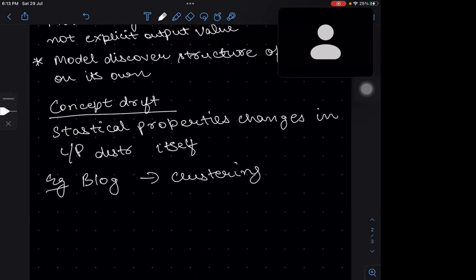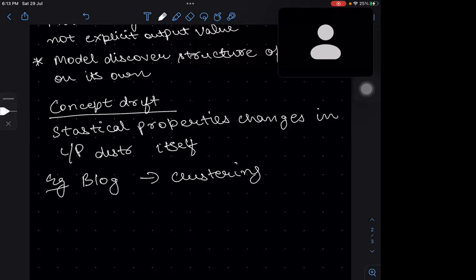Now, suppose new topics are coming and old topics are becoming less popular. So the clusters, I can say, are now non-stationary because they are changing. The clusters which I formed earlier from the old topics may no longer accurately represent the data, because the input data is changing. That is why the clusters formed are no longer accurate. That is basically the concept drift.